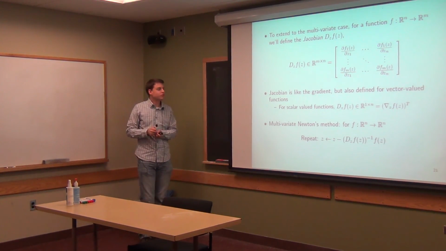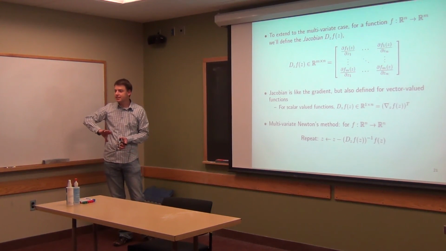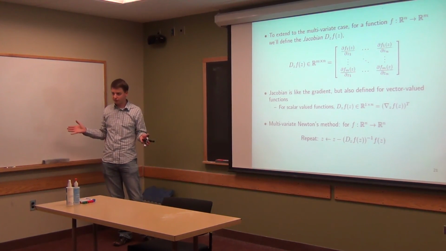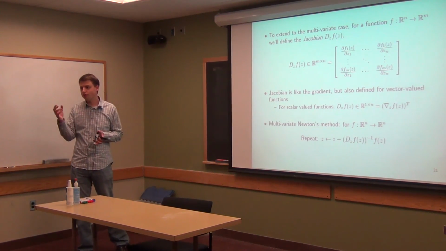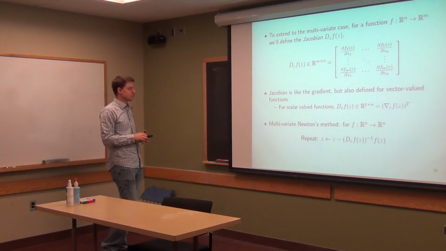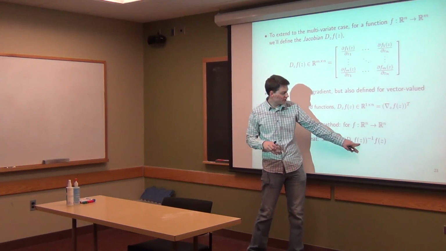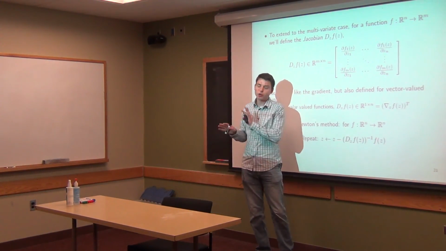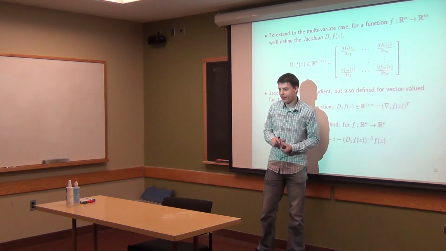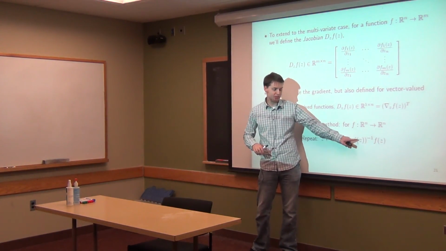As a preview, the update I showed you for the 1D case can easily be extended to multivariate functions. All you have is z assigned to z minus some derivative-like term, which we call the Jacobian, which is kind of like a gradient but not quite, times the function evaluated at that z. So it's exactly the same, just a matrix version. This is a matrix now, so you have a matrix inverse times your function.